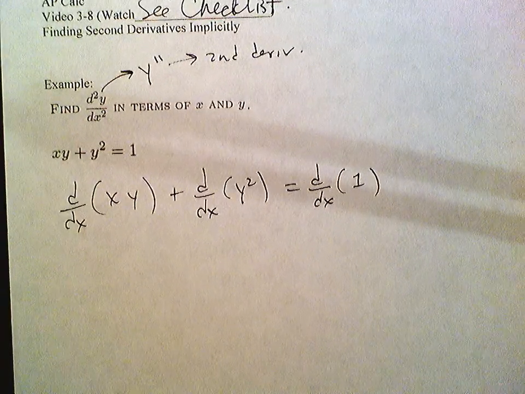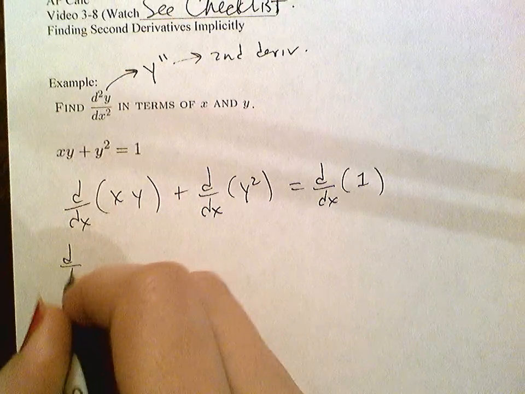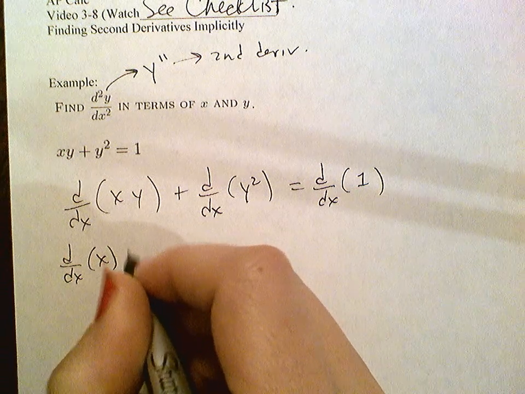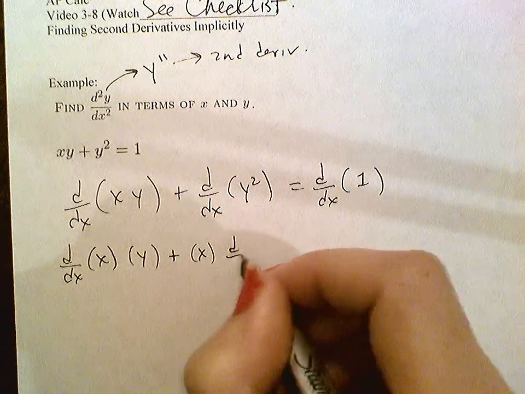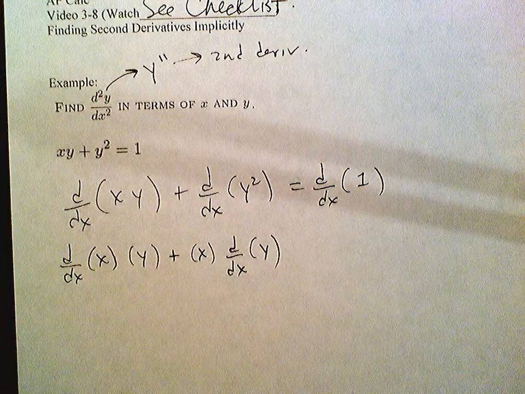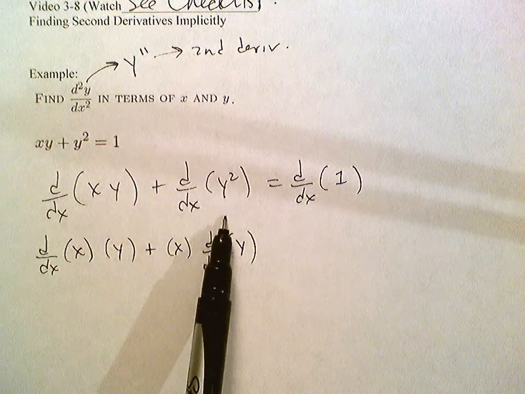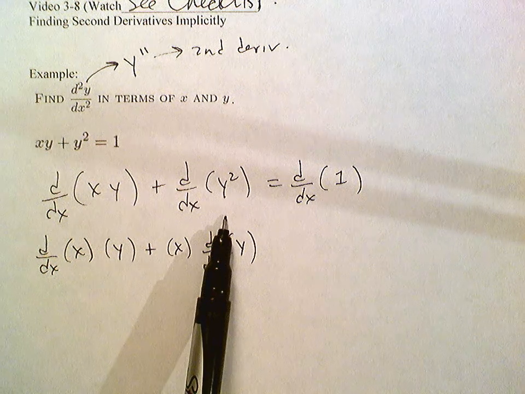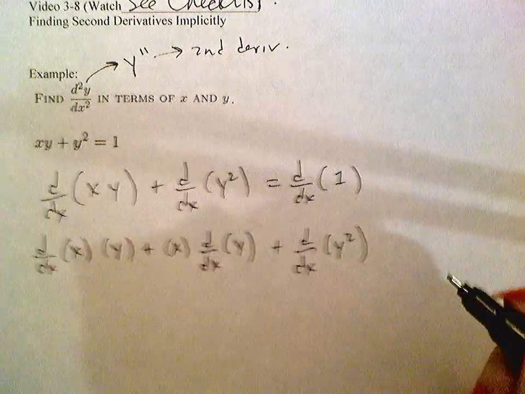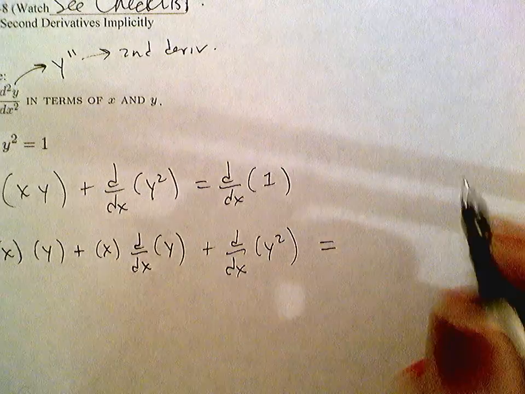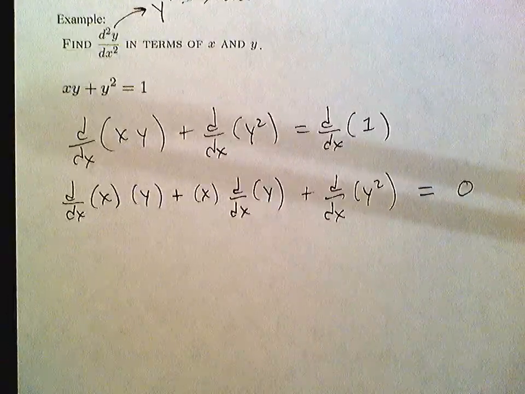So I'm taking the derivative of all of these. For this one, I've got to do product rule. So it's going to be d dx of x, and then I just bring down the y, plus just bring down the x, d dx of y. And then plus d dx of y squared. So I haven't really taken any derivatives yet on the left side. The right side I'll just do now. That's 0, the derivative of any constant.